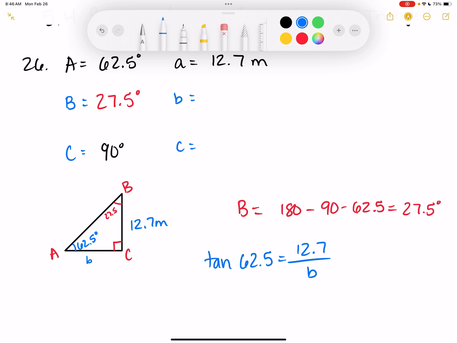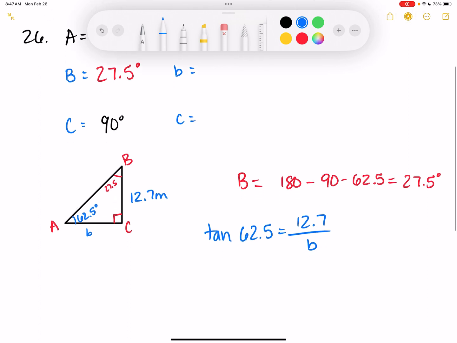So then, any ideas on how I solve for B? Look at the tangent of 62.5. What is that? Well, I need to get B by itself. Multiply by B and then divide by the tangent of 62.5. So what I can do when I have this is I can just swap them. So B is equal to 12.7 divided by the tangent of 62.5.